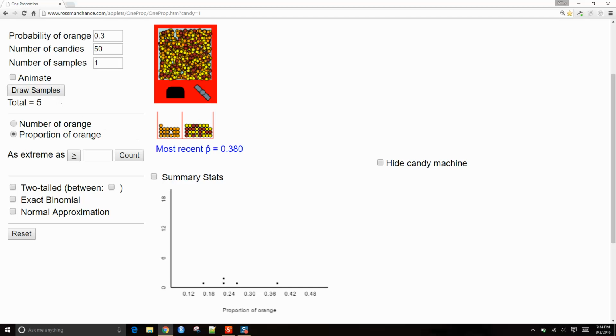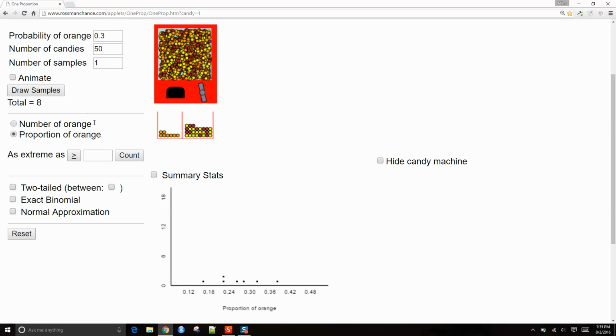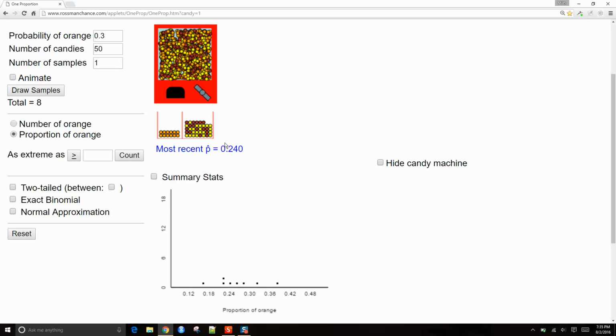So here we have 19 orange pieces, and that's going to be 38% orange. We put a dot right there at 38%. So far, so good with everybody? Basically, we're just doing computer simulation. Here, 14 orange pieces, so that puts a dot for 28%. And we just do this over and over and over again. 32% orange, 16 orange pieces. 12 orange pieces, 24% orange.